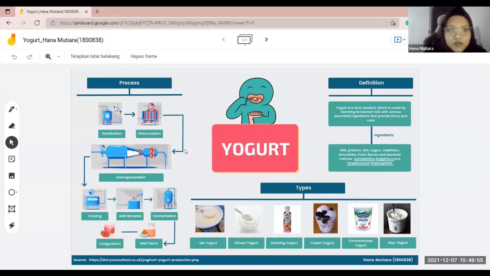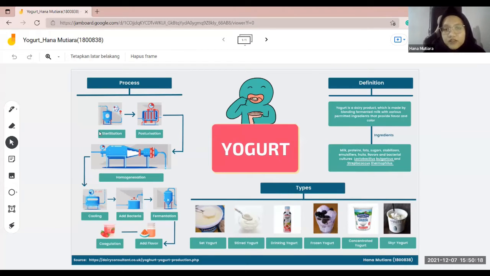And then is the process. So how to make the yogurt? Here I would like to explain about the process of yogurt in the industry. So this is not the homemade one or the traditional one. It is how the industry makes yogurt. First thing to do, there is sterilization. So the first step is sterilization.